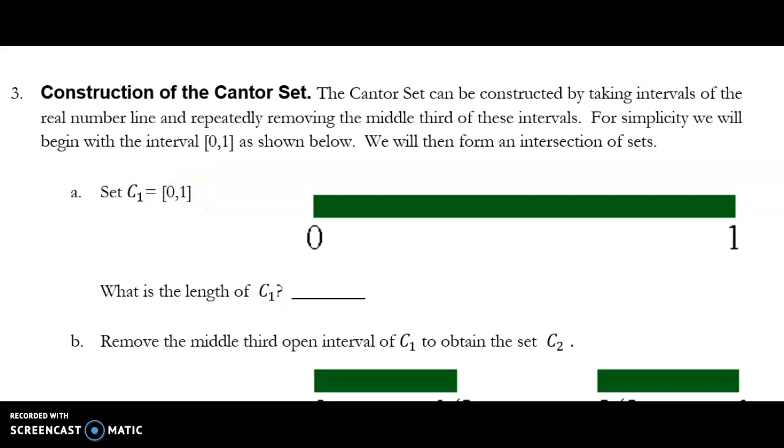Note that there are brackets around the endpoints. Remember, a set is just a collection of objects. In this case, we're looking at a collection of real numbers. There's no way that we could list all of the real numbers between 0 and 1. It is impossible. So we have no other way to represent this set other than using this interval notation. The first thing you're asked is to give the length of C1. We're measuring this on a number line, so just how many units is it from 0 to 1?